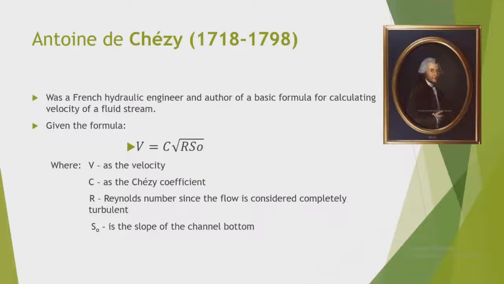So this guy right here is Antoine de Chézy. His work made a great impact in the world of fluid machineries, but before that, he was a French hydraulic engineer and author of a basic formula for calculating velocity of a fluid stream. Given the formula V equals C square root of R S sub 0, where V is the velocity, C is the Chézy coefficient, R is the hydraulic radius since the flow is considered completely turbulent, and S sub 0 is the slope of the channel bottom.